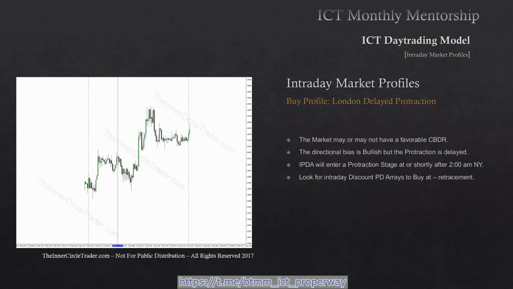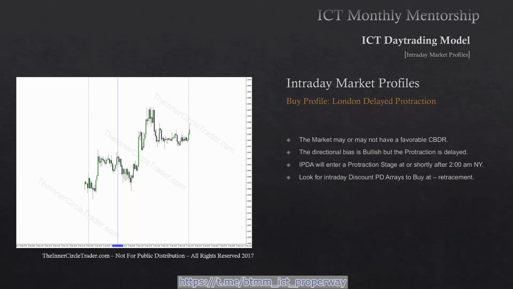So we have two dominant profiles that I like to trade and look for. The characteristics are highly specific. They're not ambiguous. They have specific criteria that we look for. If the first one, which is the London protraction, whether it be buy or sell profiles, characteristics are not there, then I look for justification for the delay in the protractionary stage of the London session.